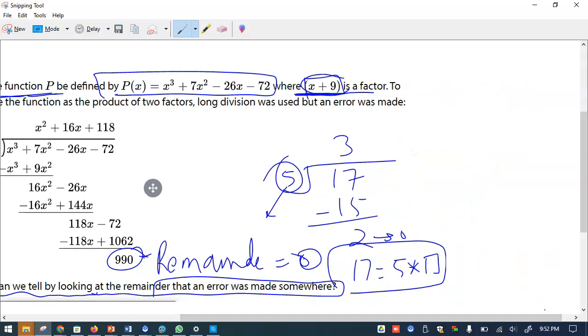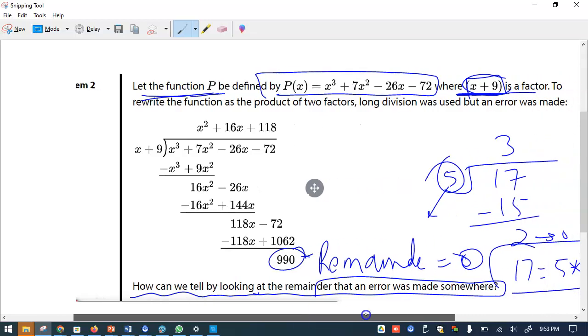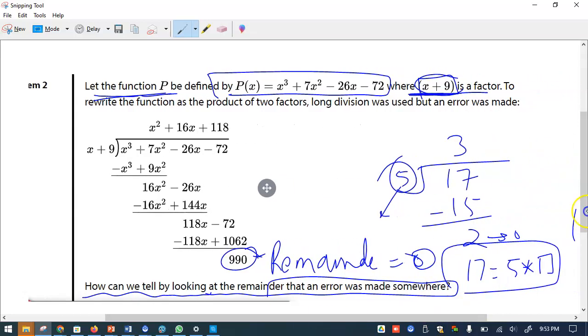You can only do it like 17 is 5 times 3 plus 2. So there is a remainder 2 here, right? So that's what is happening here. By just looking at it, let the function be this, where this is a factor. But right now, it looks like the remainder is there. But we can figure out, is there any error? If there is a mistake, let's check it out quickly.